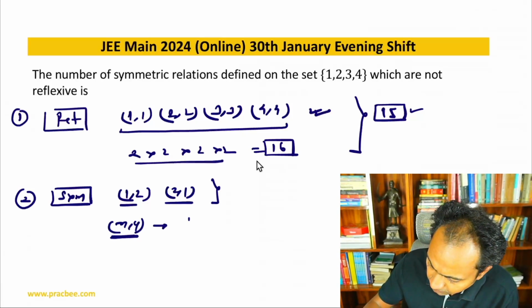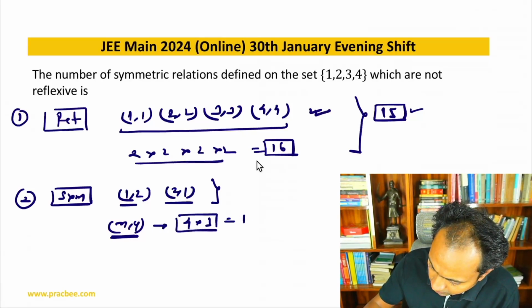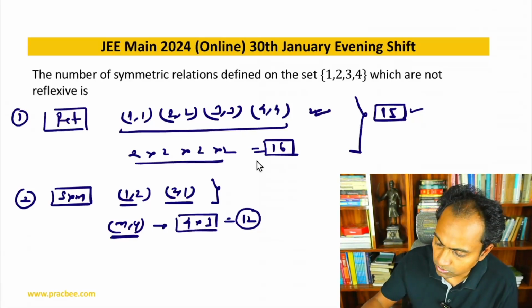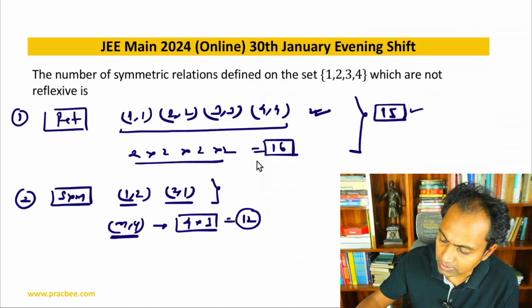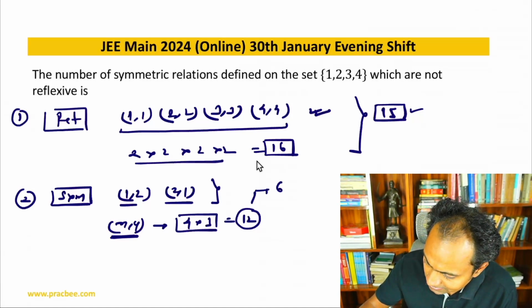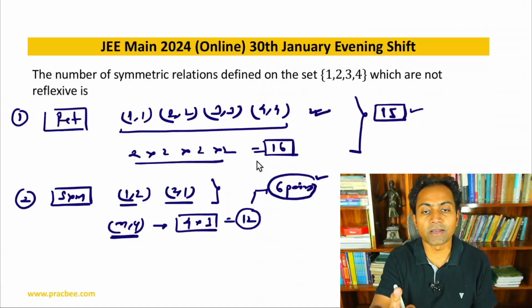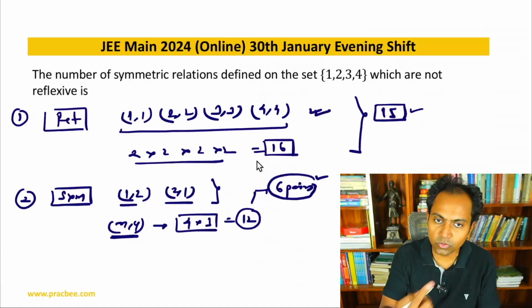So if I want to make such x, y elements, how many such elements? First place can be filled in 4 ways, second in 3 ways. So total such 12 elements would be there, and half of them would be pairs. If I take 1, 2, then 2, 1 is there. So you can see that there are 6 pairs in this manner. So if we want to make it symmetric, we will have to either take a pair or exclude a pair.